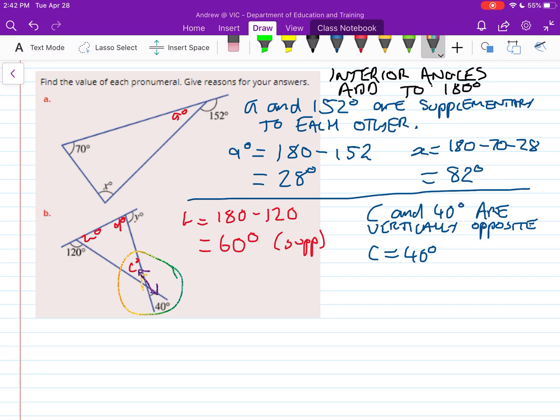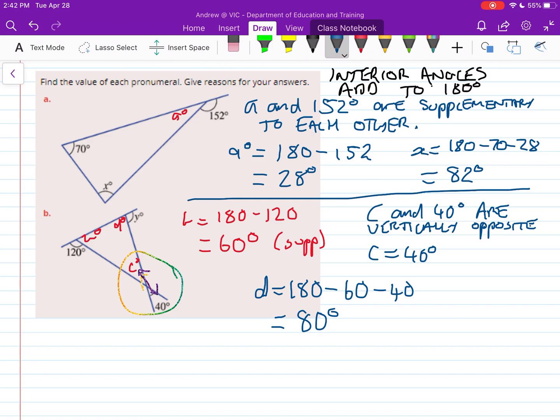Now we can actually figure out our D value. We've got B and C, so now we can find D. This is going to equal 180 minus the values for B and C, so minus 60 minus 40. And this gives us a value of 80 degrees.